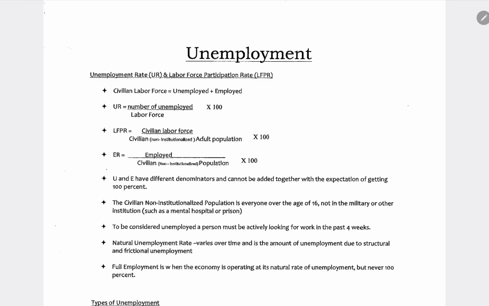The natural unemployment rate varies over time and is the amount of unemployment due to structural and frictional unemployment. So just remember this is very important: the natural unemployment rate is structural unemployment plus frictional unemployment. This is also the vertical curve of your LRPC, which you're going to learn in the Phillips curve, right? And full employment is when the economy is operating at the natural rate of unemployment, but never 100%.